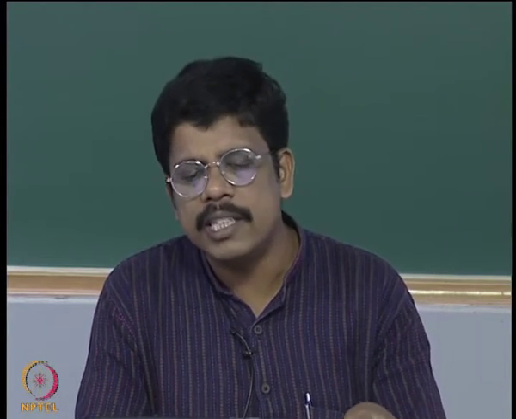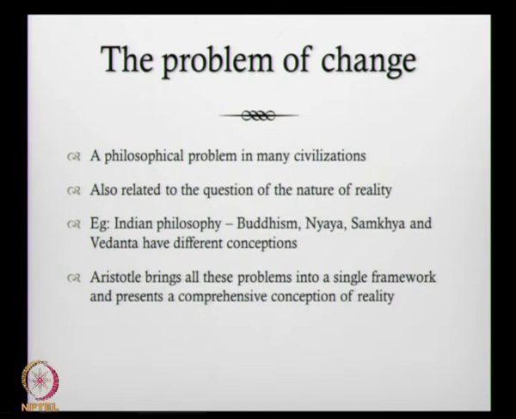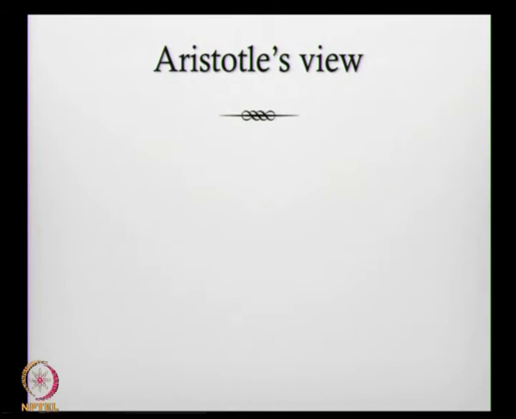Aristotle brings all these problems into a single framework and presents a comprehensive conception of reality, which we are going to see. And in this endeavor, he takes a middle path where he avoids the vices of the extremes, and takes the golden mean, the middle path, which Buddhism also did in a different way. Now, let us see Aristotle's view.